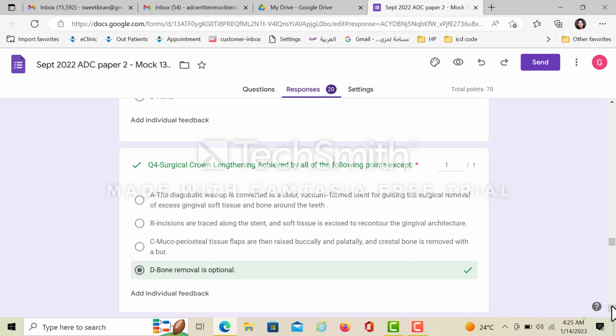Option A, there is a diagnostic wax-up, which is converted to form a clear stent. That is also correct. Option D, bone removal is optional, is incorrect because when you are doing a surgical crown lengthening and in such short clinical crowns as given in this picture, you cannot do the crown lengthening without removing the bone. So it's not optional, it is mandatory in this scenario. Hence, this is the answer.